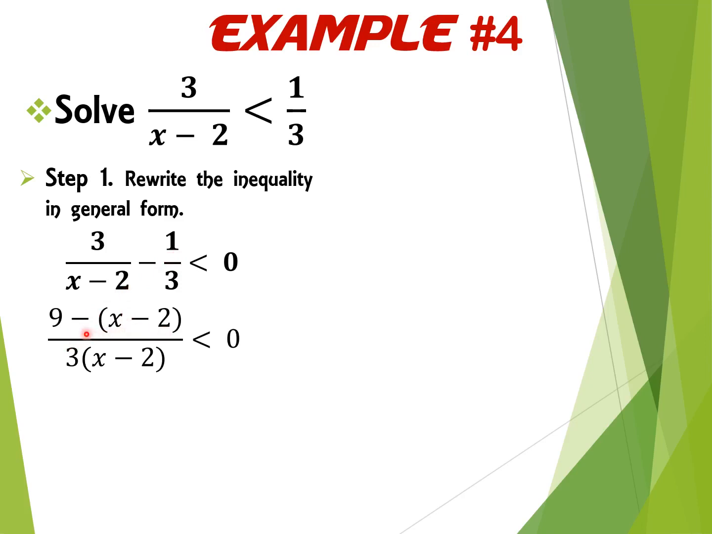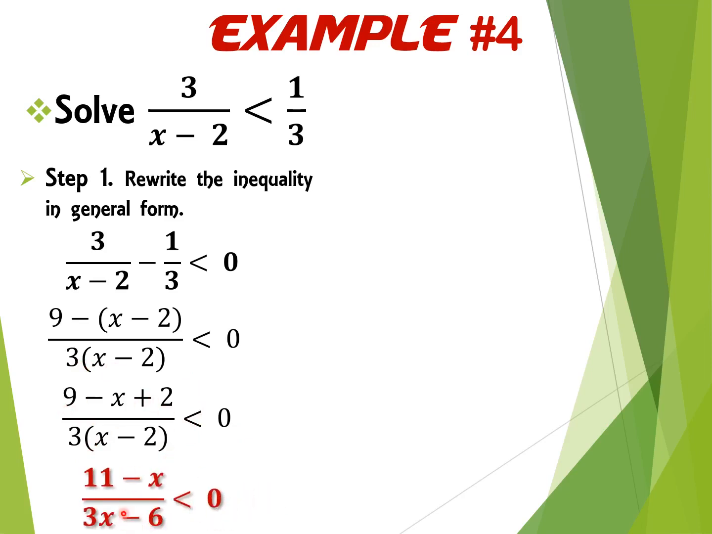And then we simplify this. Negative times x minus 2, that will give you 9 minus x plus 2 over the denominator, which is less than 0. And then you have 9 plus 2, that will give you 11 minus x over, we multiply this one, you will have 3x minus 6. So this is now the single form for this inequality.